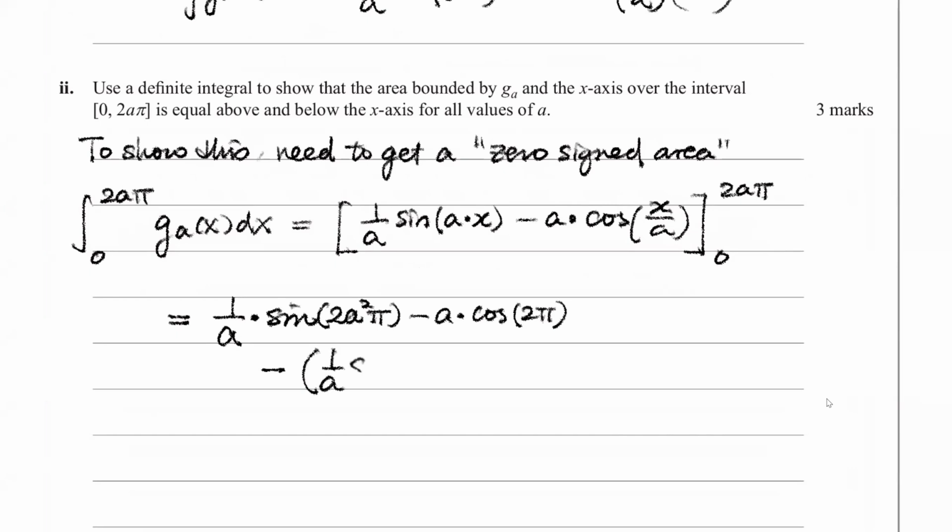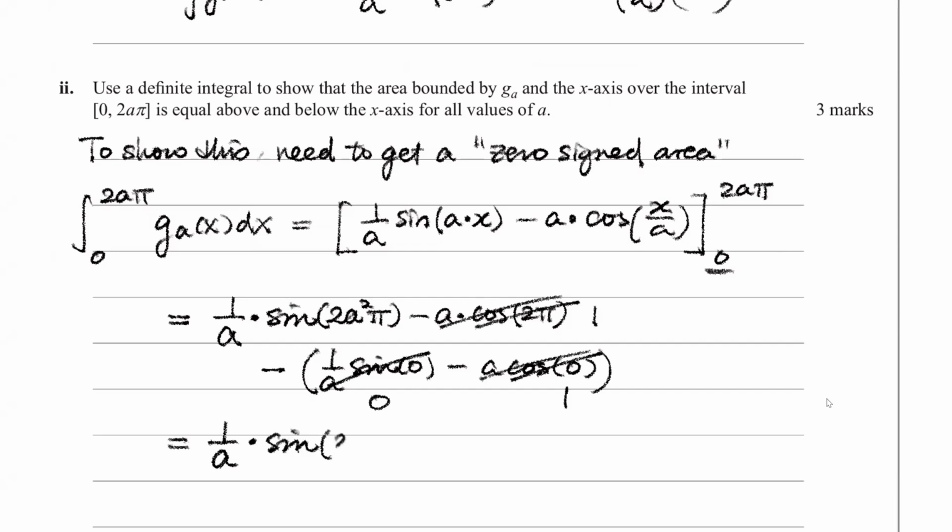Subtracting 1 over a sine 0. This is indeed 0, minus a cosine 0. So basically, this is a 1. This is a 1. So they will cancel each other out. And this is a 0. So you must have 1 over a times sine of 2a squared pi.